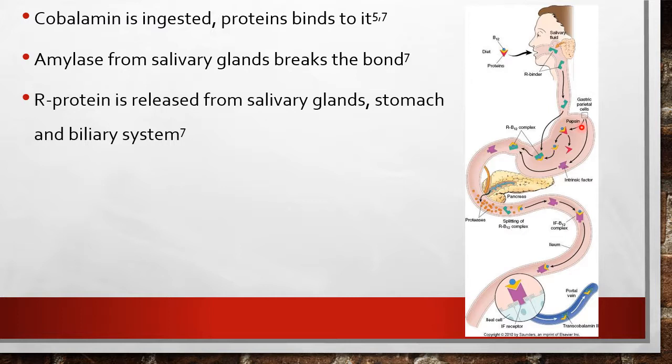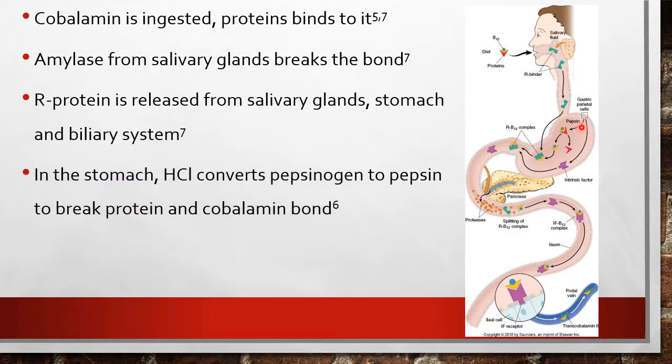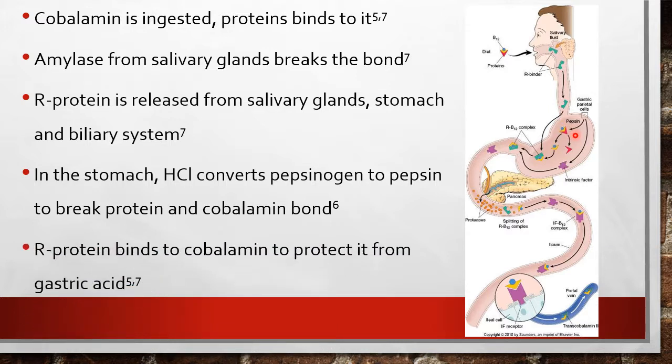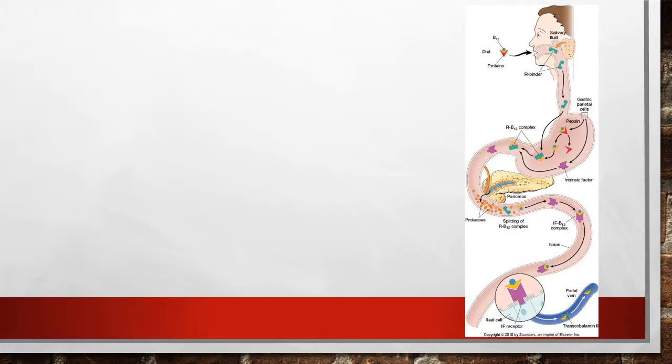The R protein is also secreted by the gastric acid and the biliary system. In the stomach, the hydrochloric acid will convert the pepsinogen into pepsin, where the pepsin will also break the bond between the protein and the cobalamin. The R protein then binds to the free cobalamin to protect it from the gastric acid. The parietal cells in the stomach secrete the intrinsic factor, which is important for cobalamin absorption.